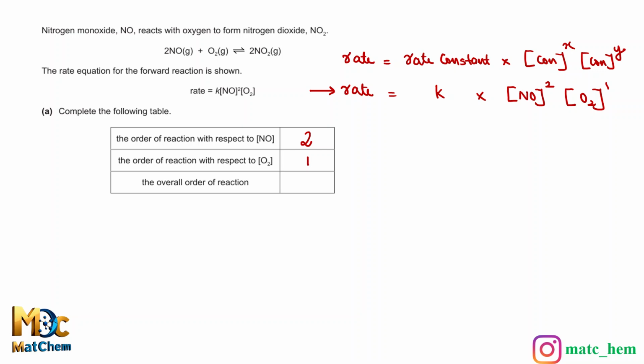What is the overall order of the reaction? That means how the rate of the reaction depends upon the concentration of the reactants. So it depends upon NO to the power of 2, O2 to the power of 1. When you compare these two, the overall order will be equal to x plus y, that is 2 plus 1 equal to 3.